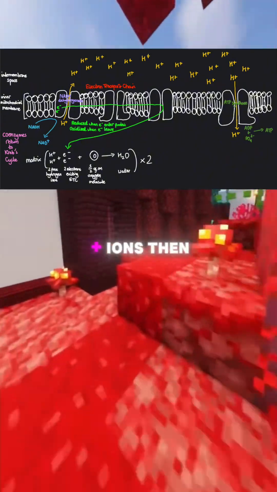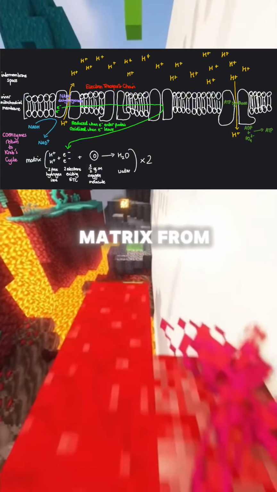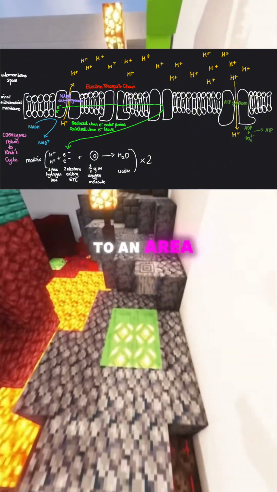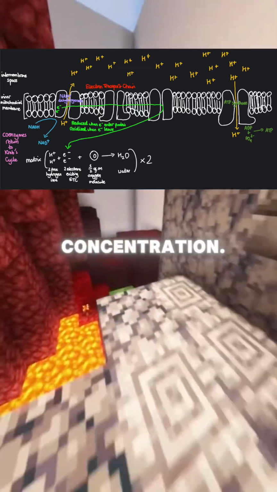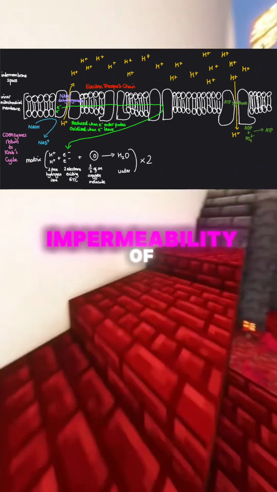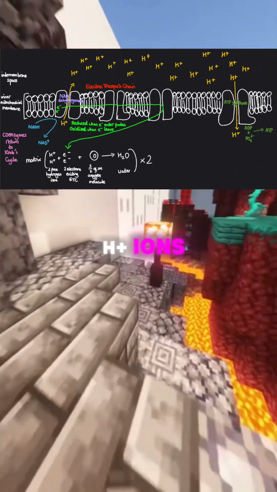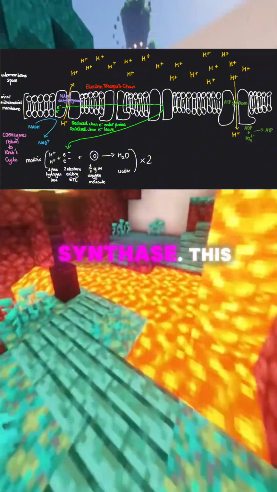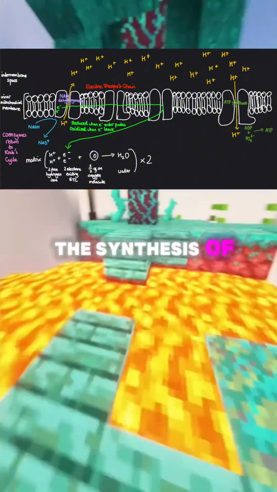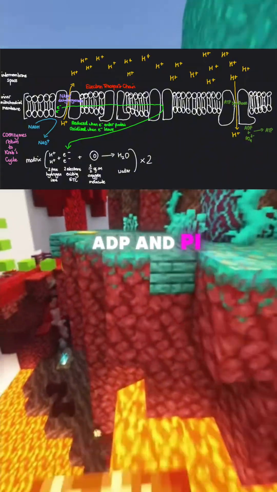4. H+ ions then diffuse back into the matrix from an area of high concentration to an area of low concentration. However, due to the impermeability of the membrane to H+ ions, they diffuse through ATP synthase. This results in the synthesis of ATP from ADP and Pi.